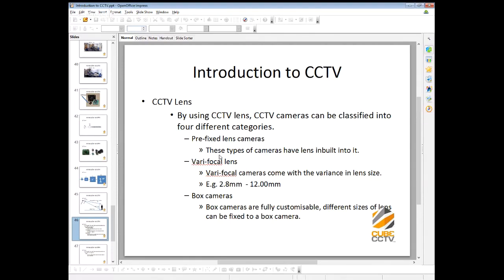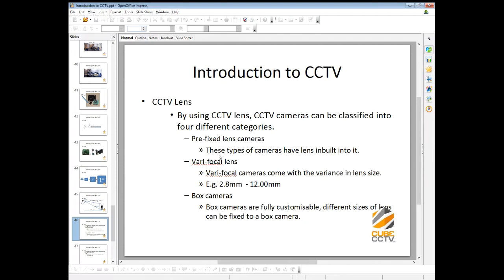Now, this happens often when you buy camera kits, so you only get a 3.6 millimeter lens. So if you want a camera to do a different function than the other cameras, it'll be pretty hard unless you change the distance between the camera and the object. Then there are varifocal cameras, known as the cameras that have a variance with the lens size. So you could adjust the lens size, right? For example, most often you're going to get varifocal cameras with 2.8 millimeter to 12 millimeter. So you can adjust the lens size there.